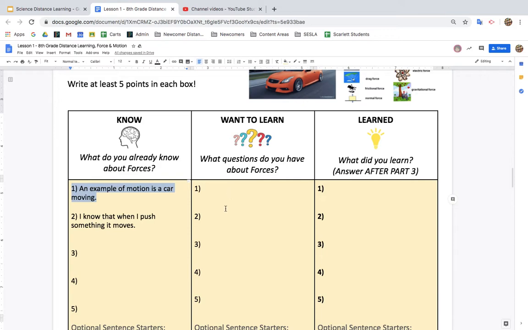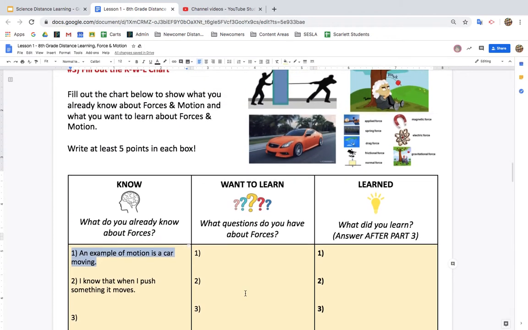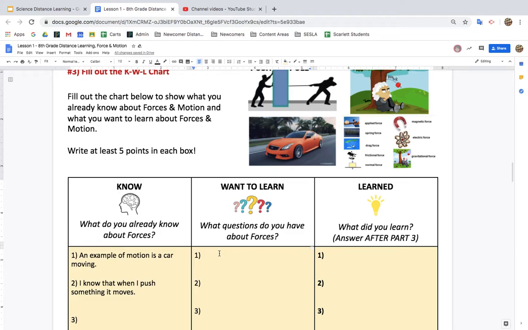Next, you're going to write 5 questions that you have about forces in motion. You might say, I wonder why, or I'm curious about, or how come? So one question I have is, I wonder why cars move so fast.